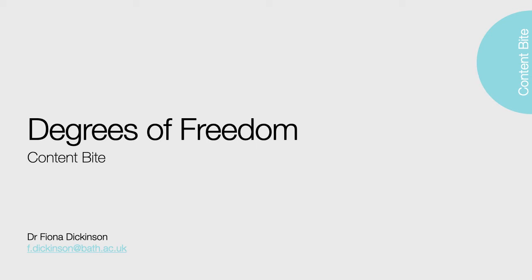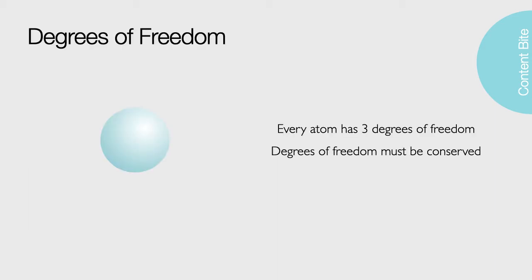Hi, and welcome to this short content bite introducing you to the idea of degrees of freedom in a chemical sense. Every atom has 3 degrees of freedom: motion in an up-down, left-right, and forward-back direction, or along the x, y, and z axes in Cartesian coordinates. When combining atoms into molecules, the number of degrees of freedom is preserved.